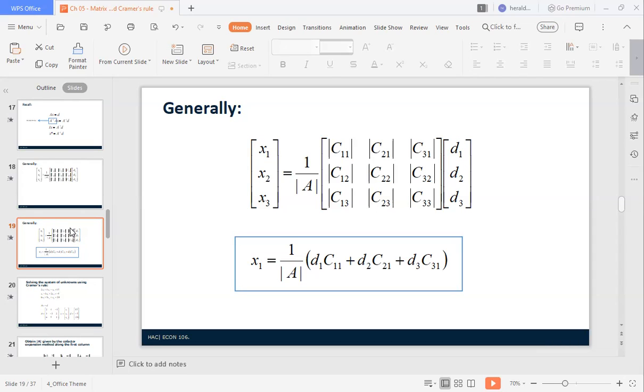Okay, so in that case, notice, class, that the solution value specifically for x sub 1 is just 1 over the determinant multiplied by the sum of the products of the constants and the cofactors, a constant times a cofactor, and so on. Which means to say, class, that the logic of Cramer's rule is just the evaluation of a matrix-derived determinant, where we replace a column with the constants, which is our column vector. I think this would be best explained with an example.